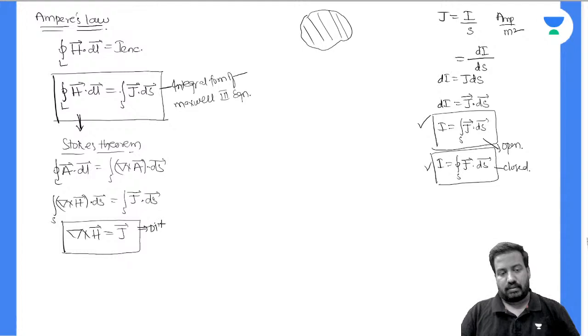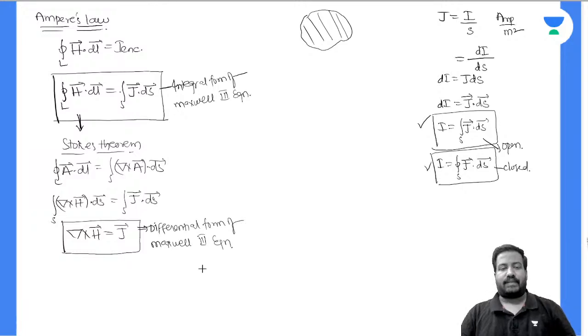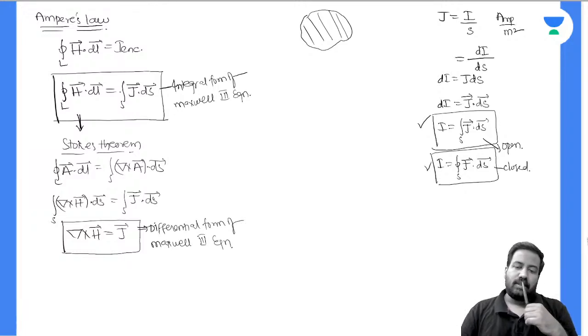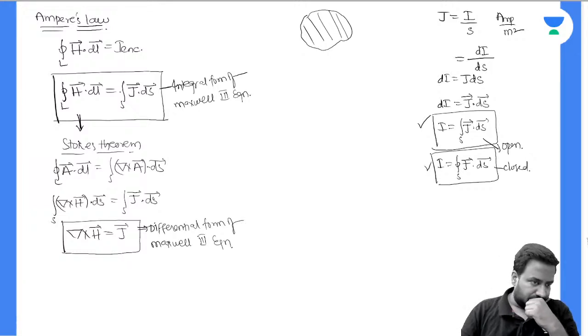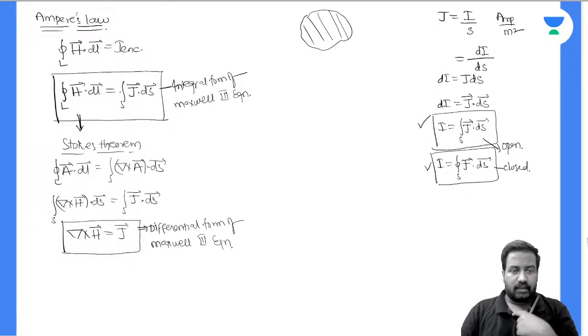This is called differential form of Maxwell third equation. Clear?